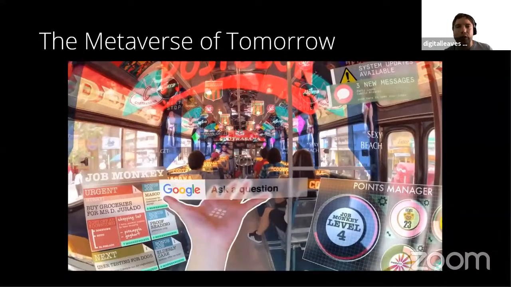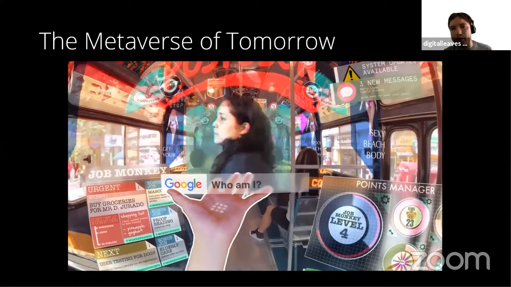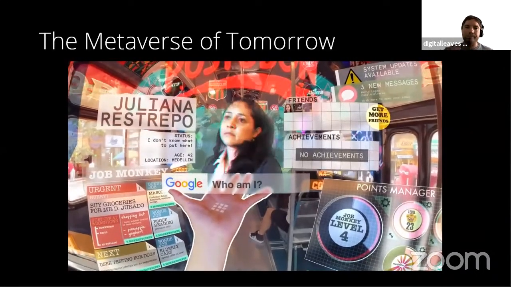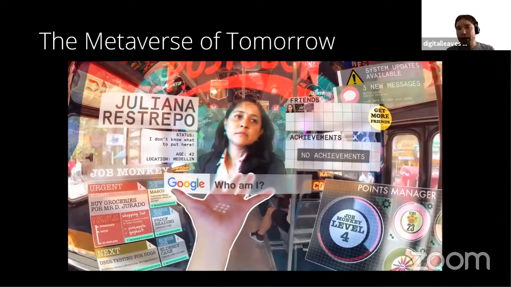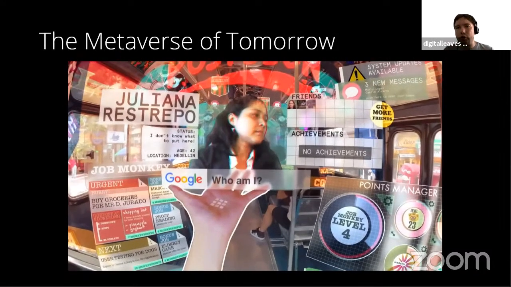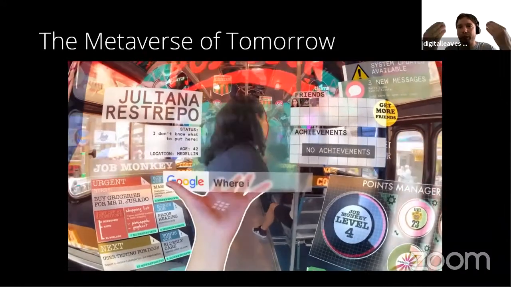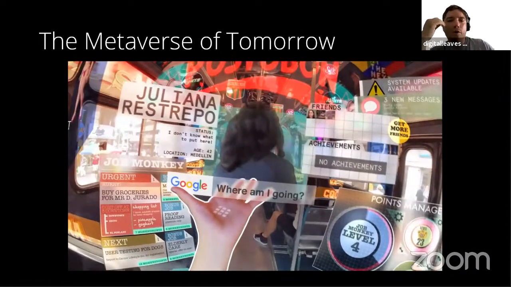And this vision is kind of grotesque because we are seeing a lot of additional information, additional objects appearing on the screen.